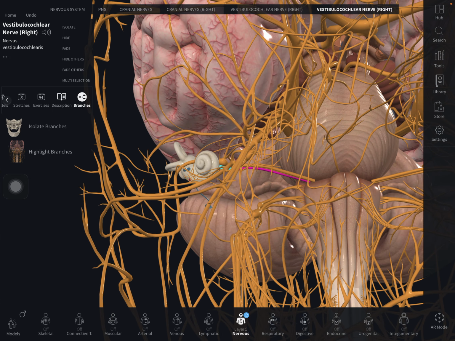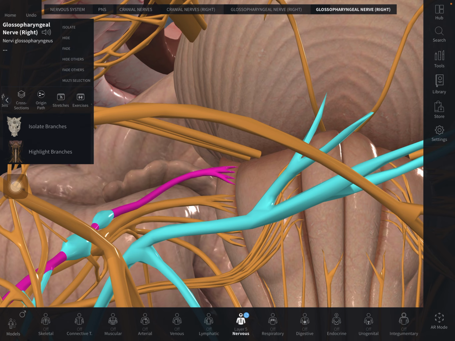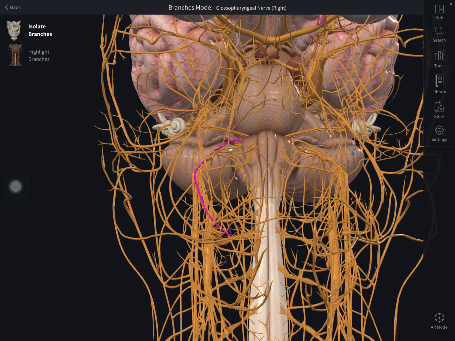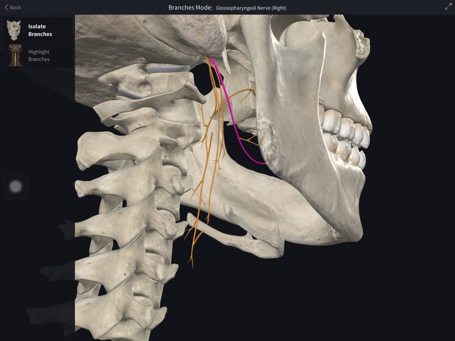Then the next nerve is the glossopharyngeal nerve. Its nucleus is present in the medulla oblongata. This glossopharyngeal nerve innervates the muscles of the pharynx.